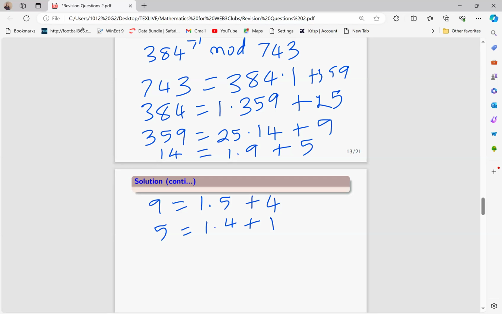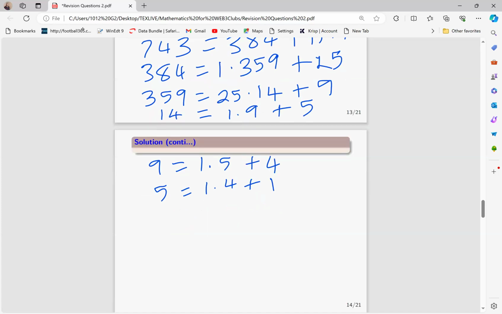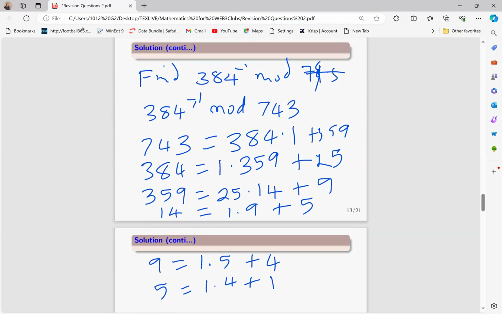Okay, so after that, we use the extended Euclidean algorithm. So we make 1 the subject. How are we supposed to use the multiplicative for the remainder? Because what is 359 is 1 times 359 plus 25. And that is 25. Yes, 25.